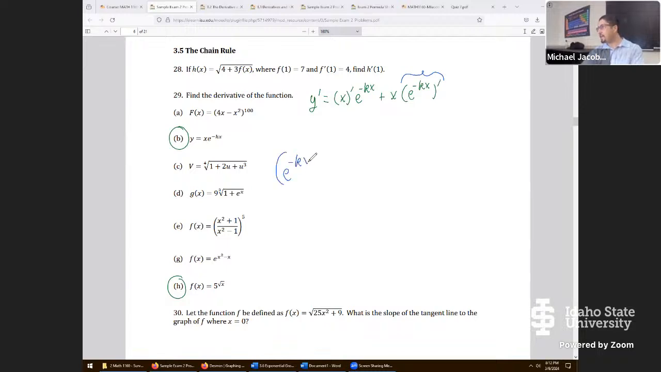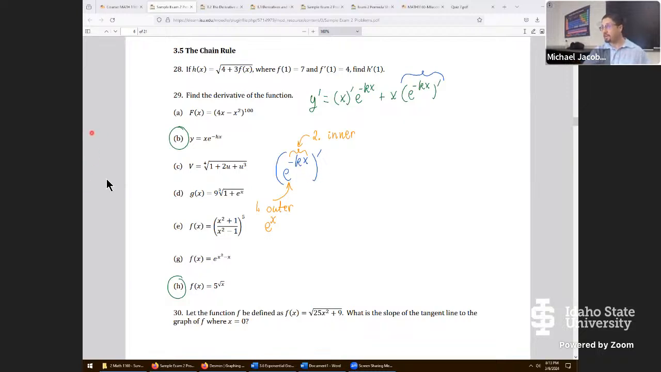E negative kx prime. This one's a chain rule, but it's tricky because it's an exponential function. So let's start by organizing it. The inner function is this. That's what's been thrown inside e to the x. Because it's the inner function, that means it's the derivative we'll do second. The outer function is the e to the x. Again, this one is kind of hard to really pick out that that's an actual outer function. It's outer because it's an e to the x really. And the only thing that was changed was that x turned into a negative kx.